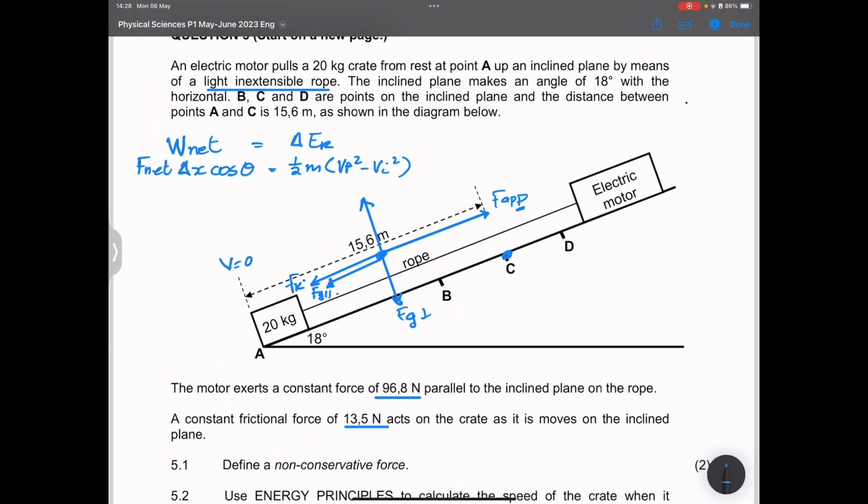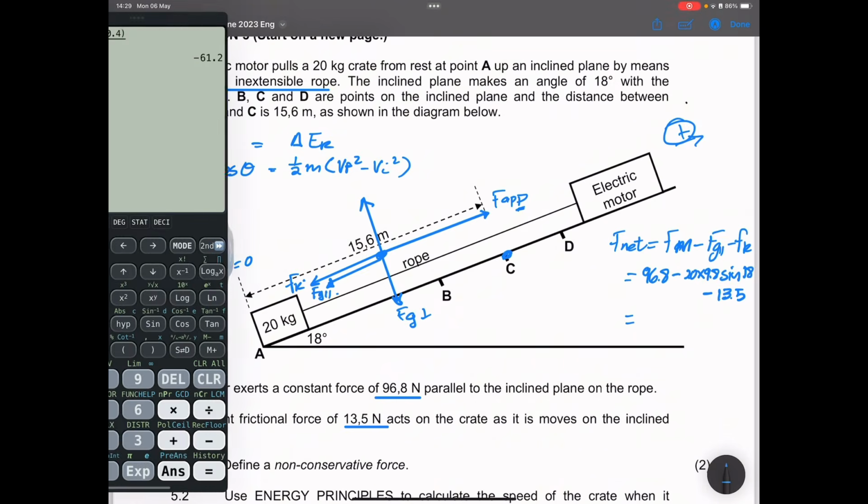So what I'm going to do, let's calculate the net force on the side. We said that's force applied. We are taking upwards motion as positive, up the incline as positive. So that's force, let's call it the force of the motor, minus Fg parallel, minus kinetic friction. Right, so force of the motor, they said that was 96.8 minus, now remember, Fg parallel would be mass times gravity, the sine of 18. So that would be, mass is 20 times 9.8, the sine of 18, but this is minus the friction as well, which is 13.5.